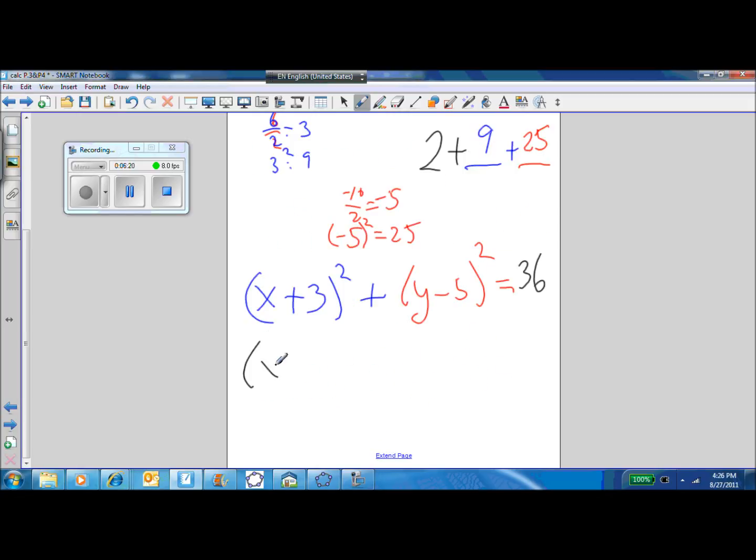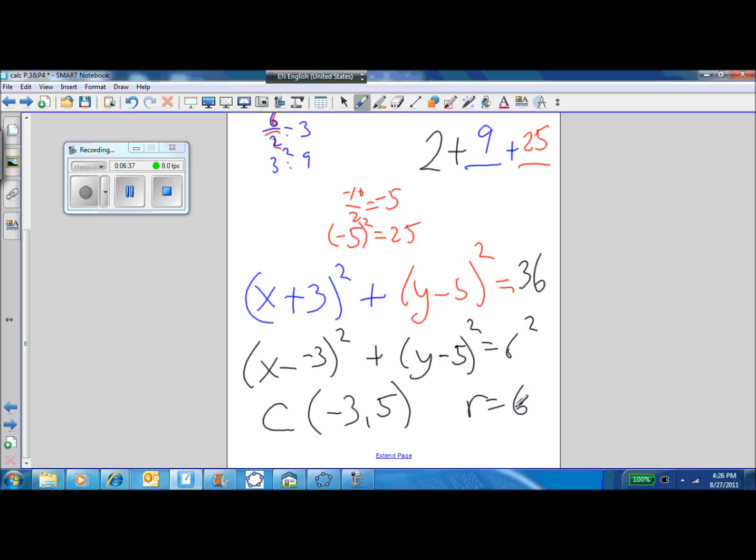Now to finish up, to get it precisely in standard form, you should write both as subtractions. So (x minus negative 3) squared plus (y minus 5) squared equals 6 squared, putting the center at (negative 3, 5) and the radius equal to 6.